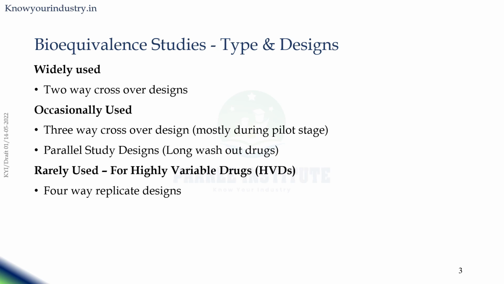And then finally, we have replicate design studies where three-way as well as four-way replicate designs are used for highly variable drugs, where you can determine the variability of the reference product based on which the test product bioequivalence assessment decision will be taken considering the variability of the reference product. So this is where the highly variable drugs come into the picture.